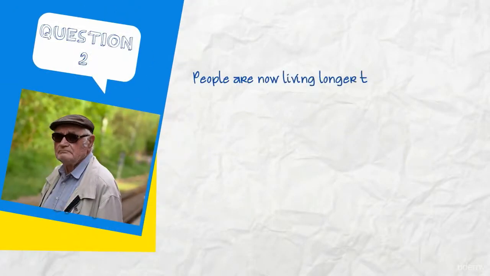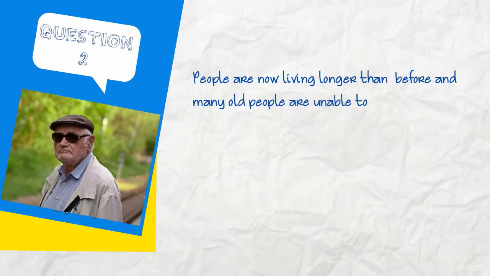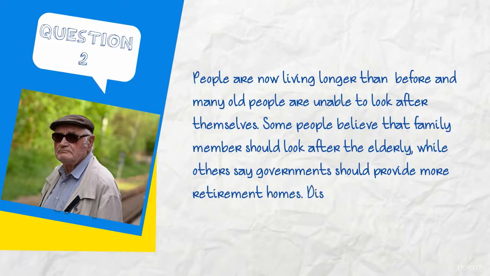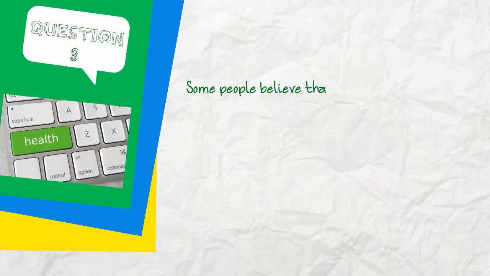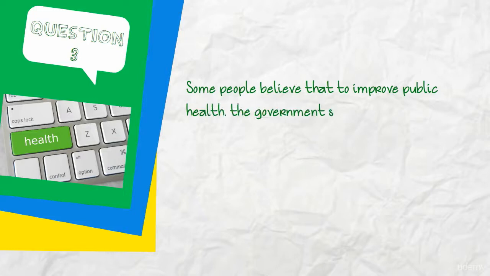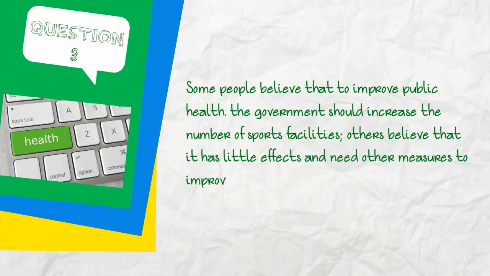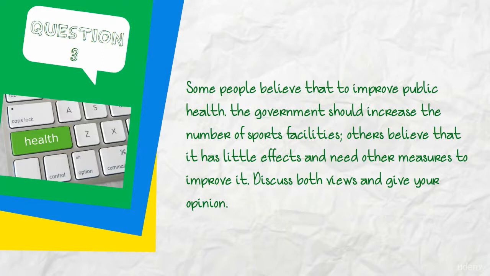Question 2. People are now living longer than before. Many old people are unable to look after themselves. Some people believe that family members should look after the elderly, while others say that governments should provide more retirement homes. Discuss. Question 3. Some people believe that to better up public health, the government should increase the number of sports facilities. Others believe that it has little effects and need other measures to improve it. Discuss both views and give your opinion.